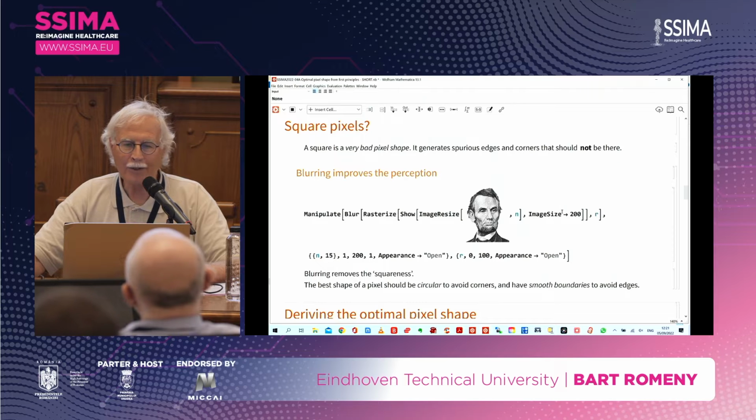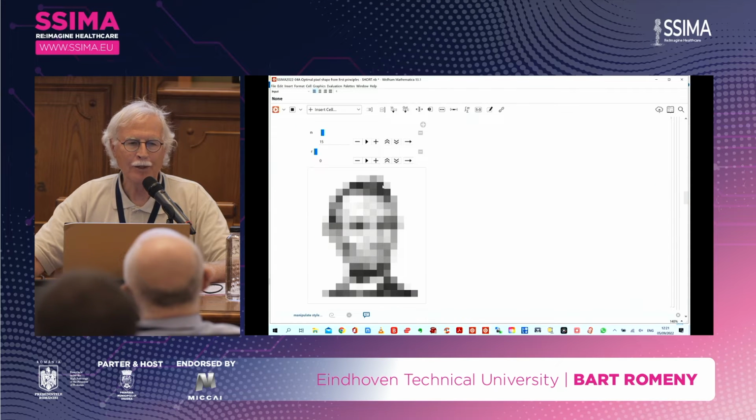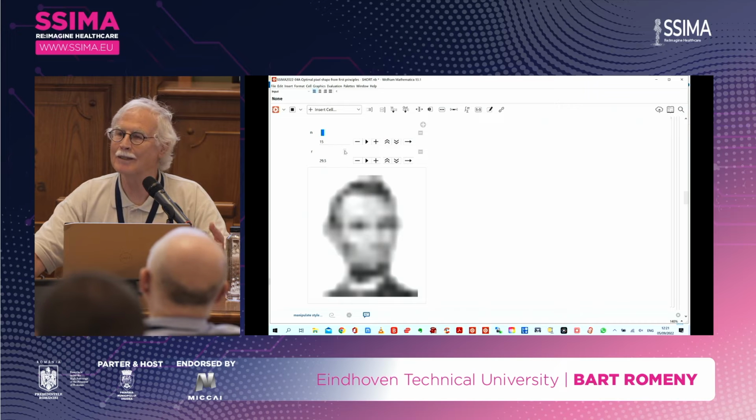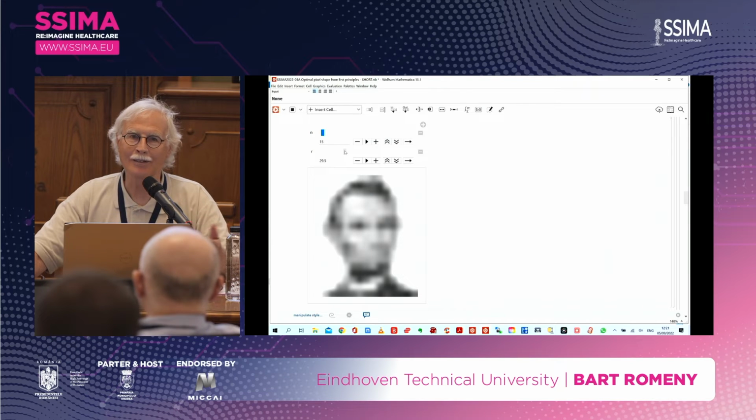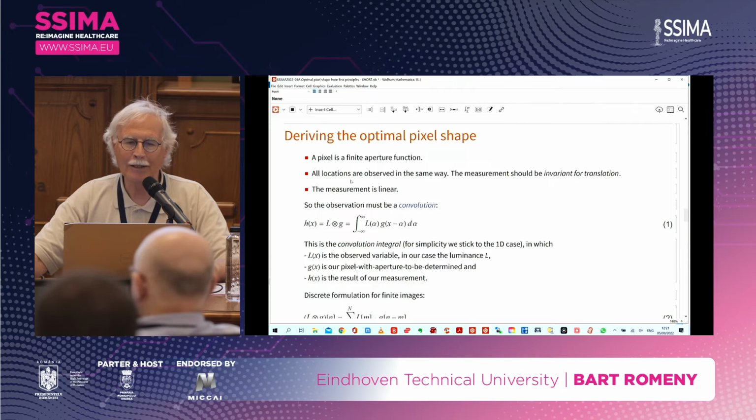Okay, if I blur this, and I just say in the manipulate blur, and with manipulate I can just see a little bit, blur it a little bit more. So if I blur this a little bit, you see, now I get much better visibility. It's still a low resolution, but the edges are gone, and the corners are gone. So how can I derive the optimal pixel?